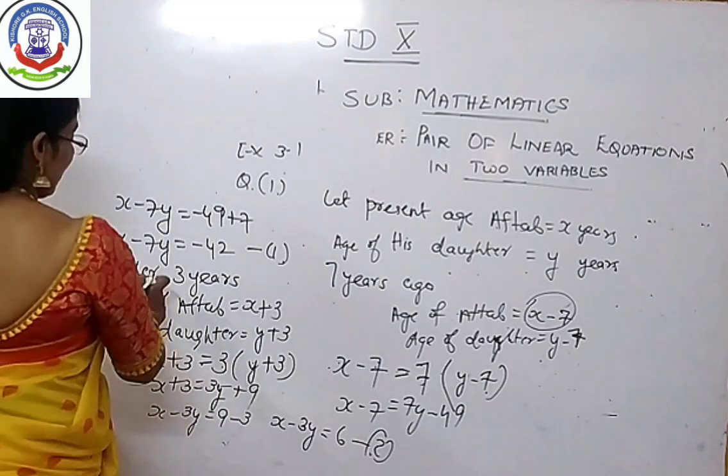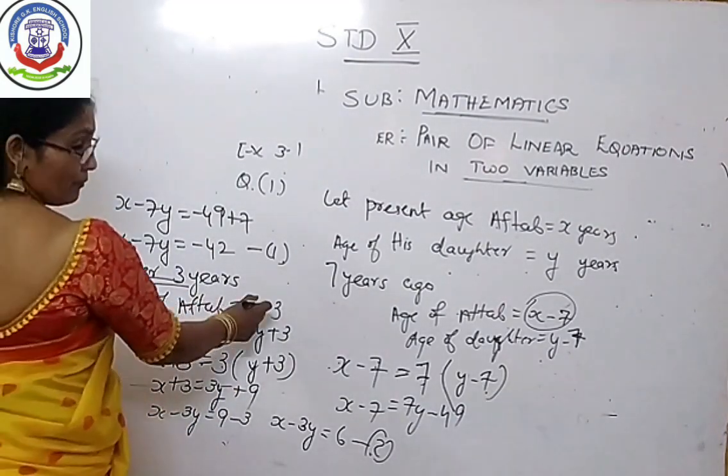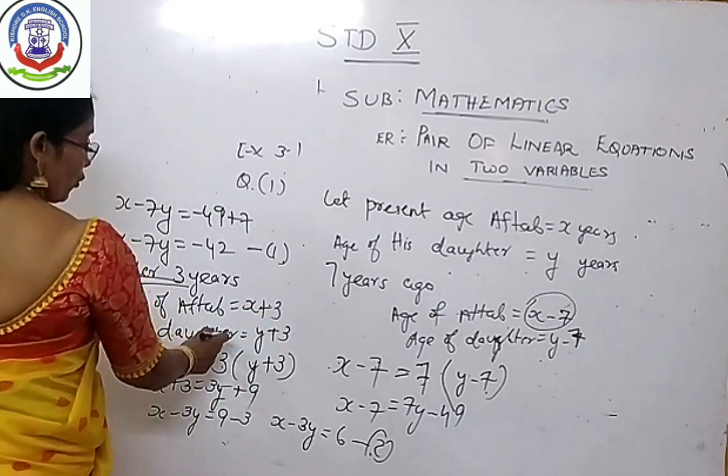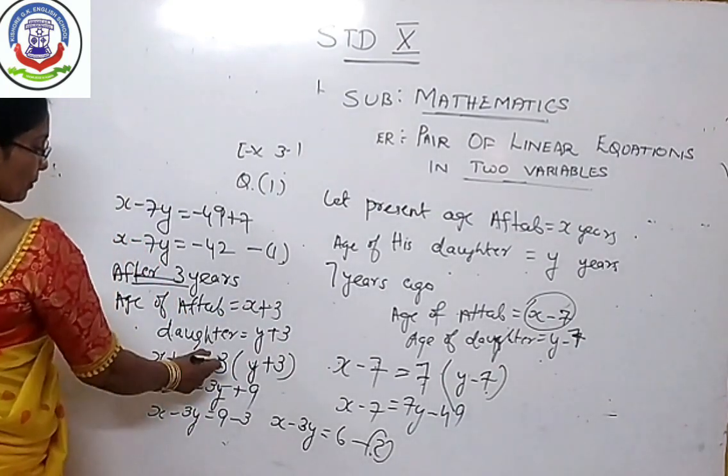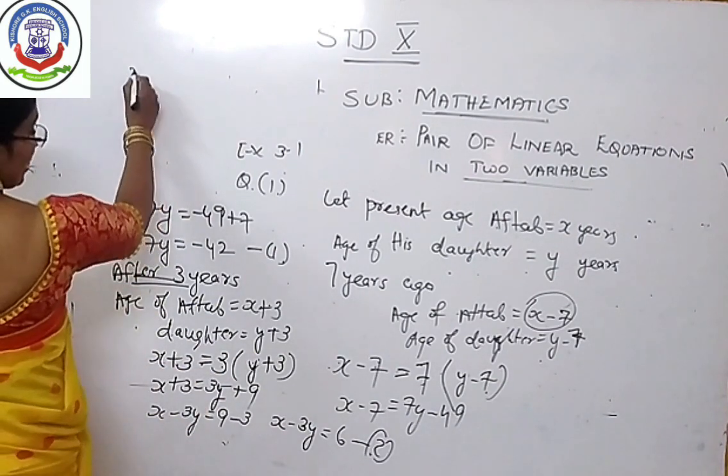And the second equation after 3 years. After 3 years, the age of Aftab is x plus 3. Age of daughter is y plus 3. X plus 3 is equal to 3y plus 9. You got both the equations here now.